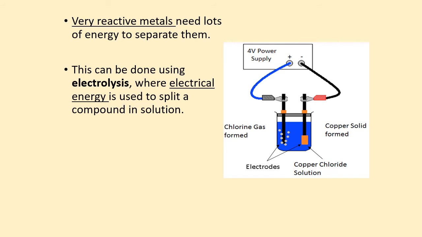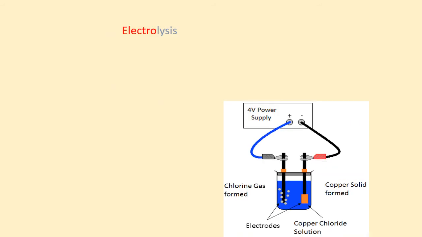And this is what an electrolysis experiment looks like. Very reactive metals need lots of energy, and the way we can provide a lot of energy all at once is to use electrical energy and do electrolysis. And it's used to split a compound in solution. So electrolysis means splitting something using electricity. And we use a power supply, we use two electrodes, and we use a liquid form of our metal ore. So we either use an acid to dissolve it, or we have to heat it up to a very high temperature so that it melts.